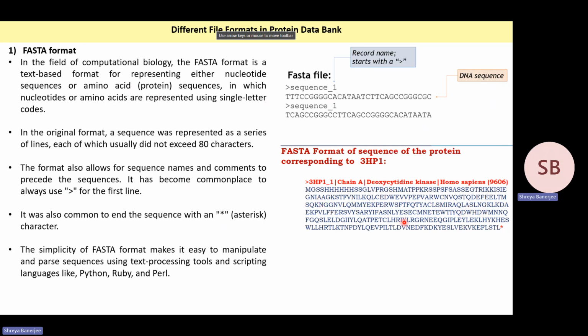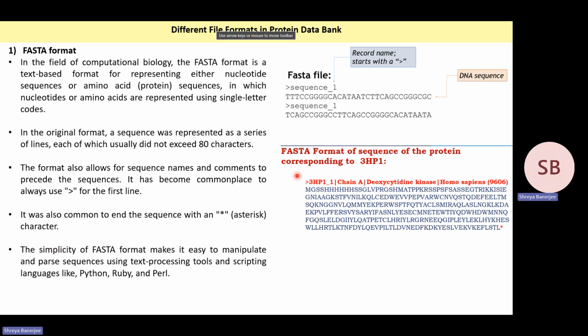Some characteristics of the FASTA file are that each line does not exceed 80 characters. In the beginning, this symbol is used, you can see this symbol, and at the end, an asterisk or star is used. So these are some general features of the FASTA file. So the FASTA file is very simple.